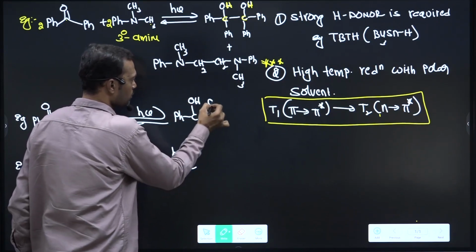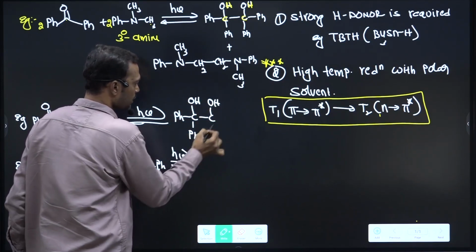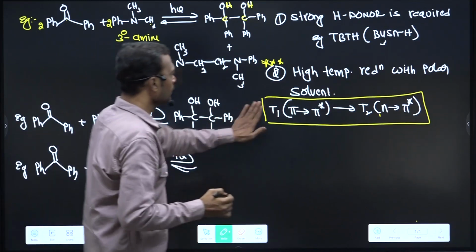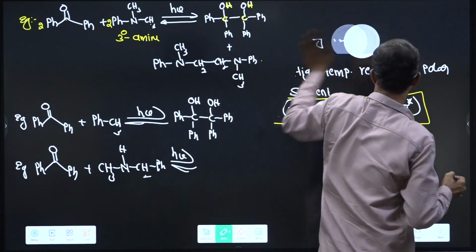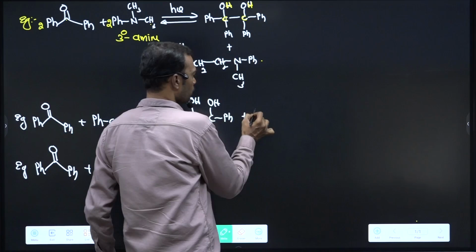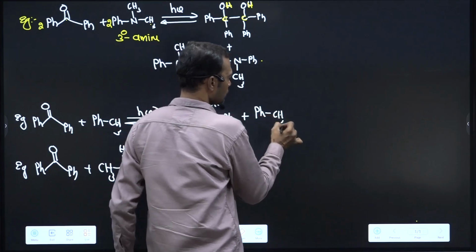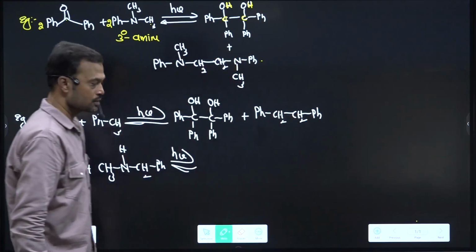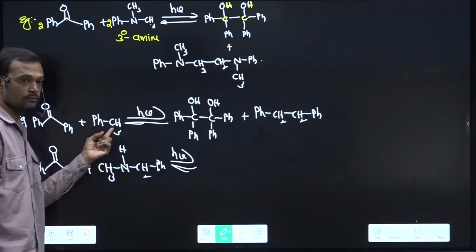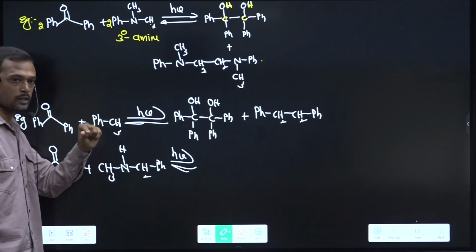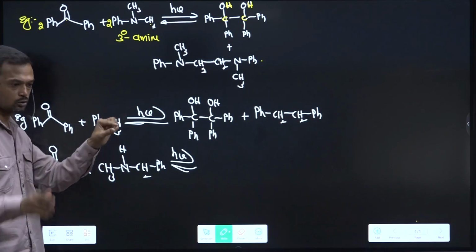Pinacol is the major product. Here Ph, and here also Ph. Then a dimer formation takes place. What is the dimer with respect to this? Here how many units of toluene are required? 2 units. CH2 and this is Ph. See, remove one hydrogen from here. Then what will you get? CH2 dot. Second molecule same pattern. Then CH2 dot. Join the 2.